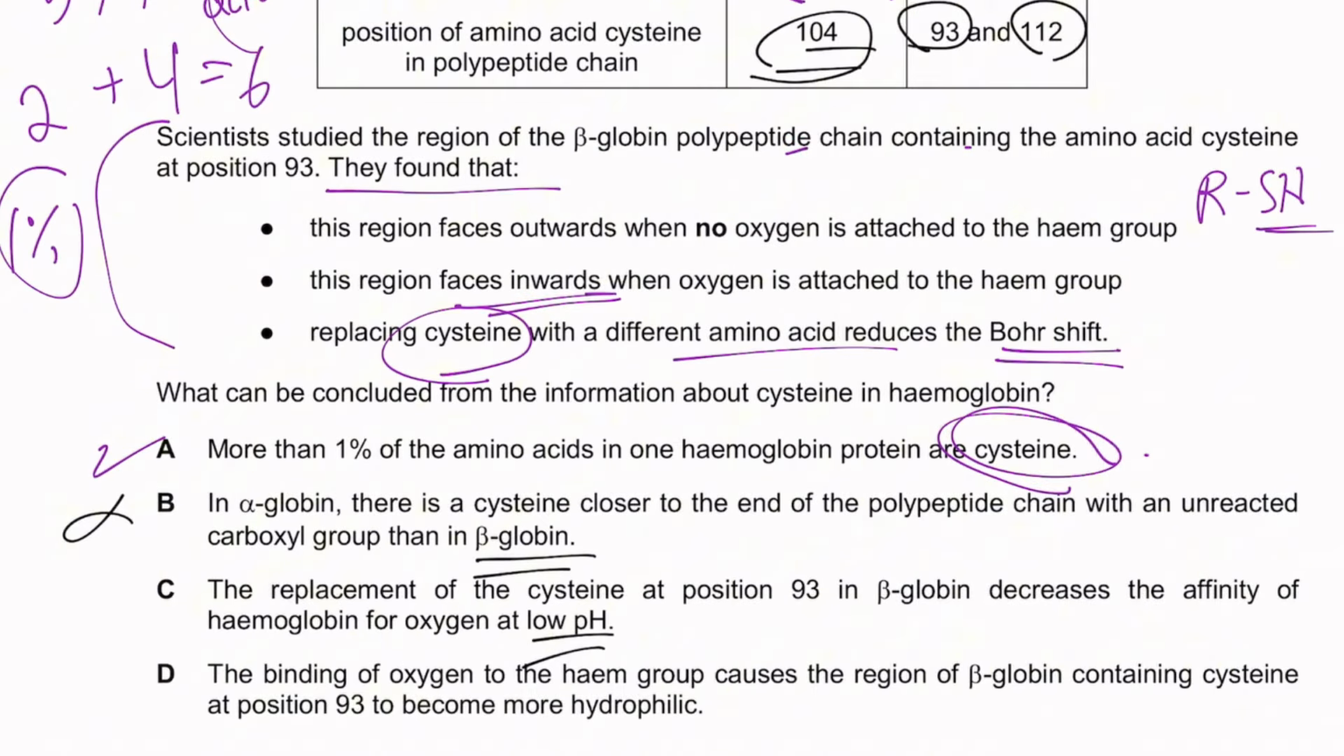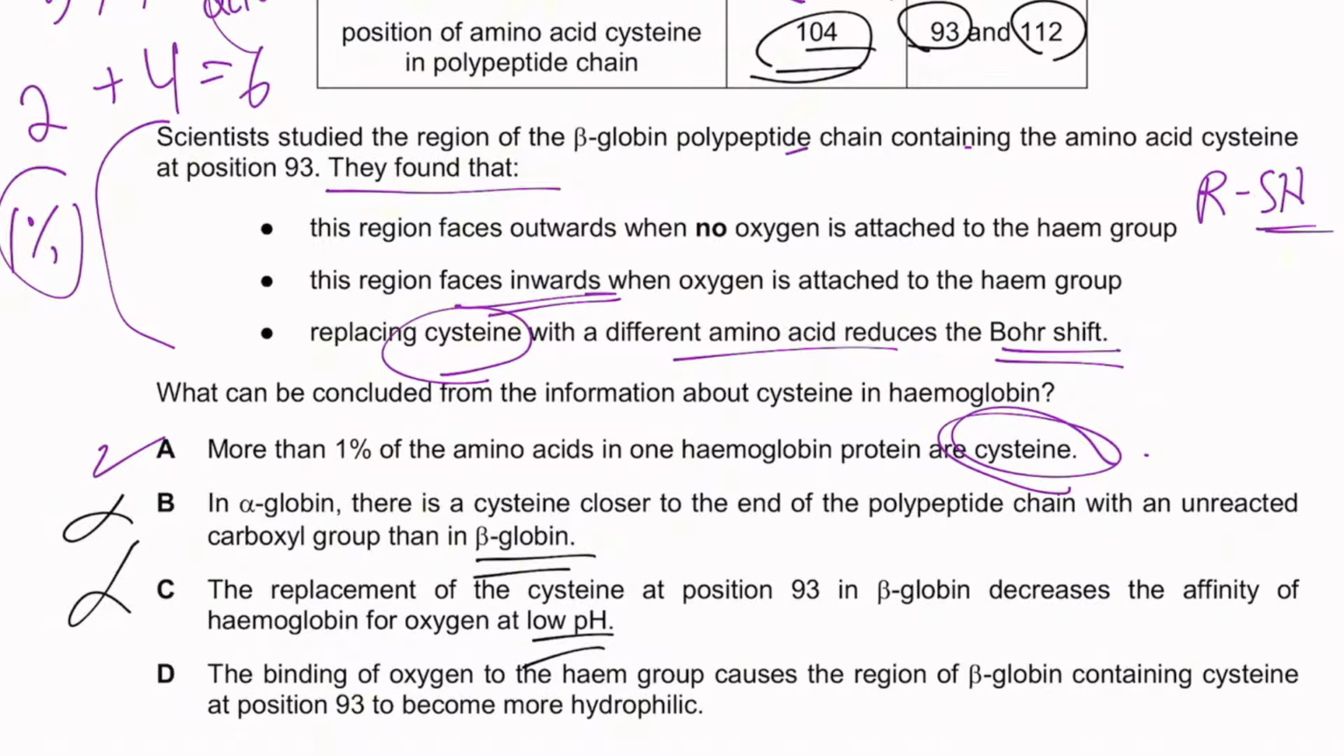I think that again this is wrong, because here he refers to multiple points, none of which really apply to what is said above. He said here replacing cysteine with different amino acids reduces the Bohr shift, and that is true, which means if you replace it, this is going to change the affinity of hemoglobin for oxygen. However, at low pH, this is dictated by the carbon dioxide concentration. It has nothing to do with cysteine.